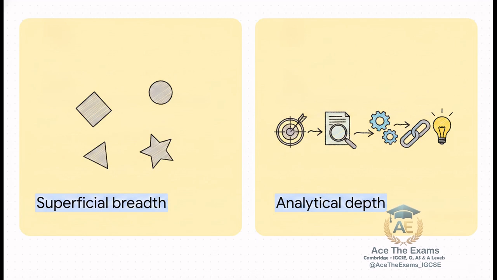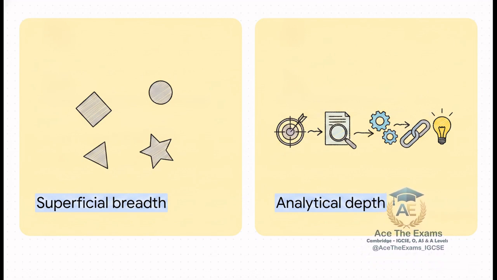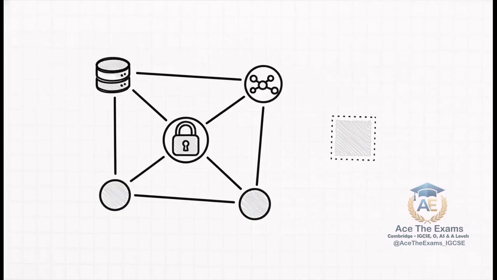Our friend Sam missed this entirely by rushing the command words. If the command word on the paper is evaluate and your answer only manages to describe, you are forever stuck on the right side of the slide in superficial breadth, and your grade will reflect that. This is a secret weapon that top-tier students use.